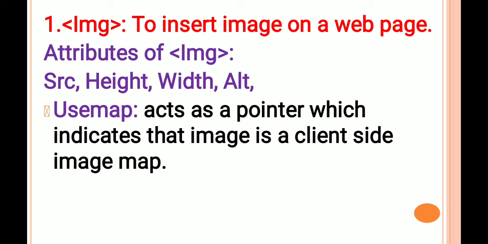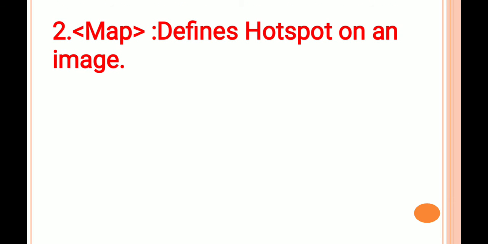And the most important attribute for client side image map is usemap. Usemap is an attribute of img tag but is used for client side image map. Usemap acts as a pointer which indicates that the image is a client side image map. The other tag which we use is the map tag, which defines hotspots on an image.